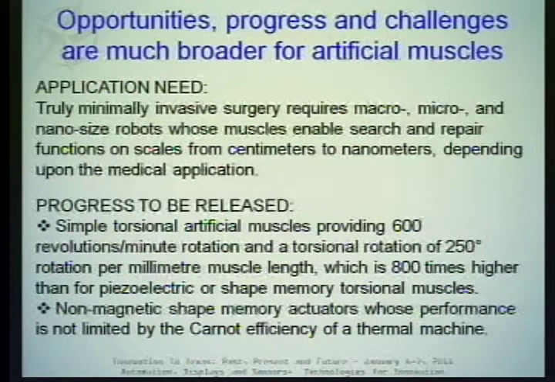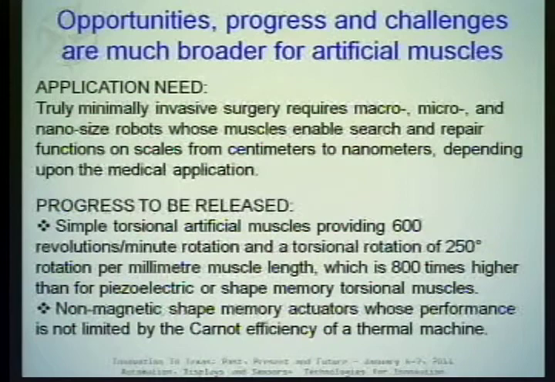There are lots of types of artificial muscles I won't be able to talk about, some for patent reasons. We've been recently able to make torsional artificial muscles that can spin up to 600 revolutions per minute, provide about 1,000 times higher rotation per length than previously known muscles. We're right now working on making much more efficient shape memory muscles, which are not thermally actuated.